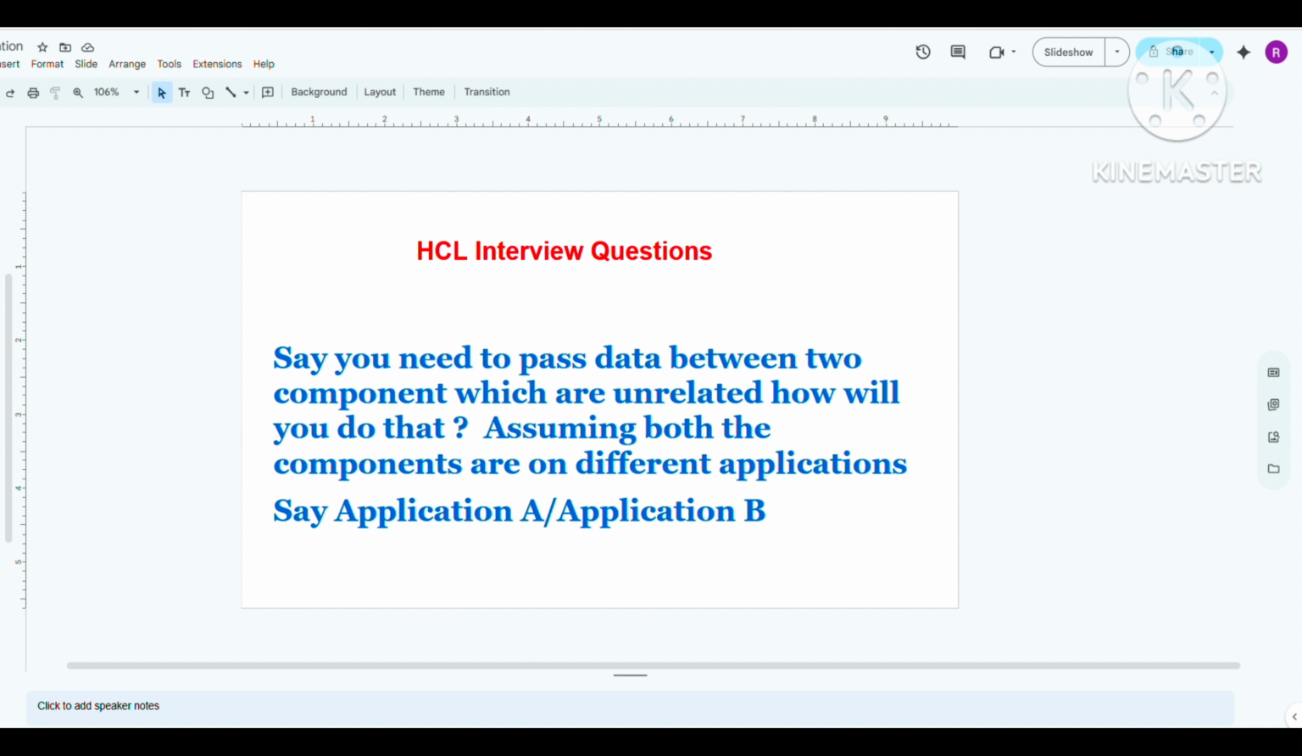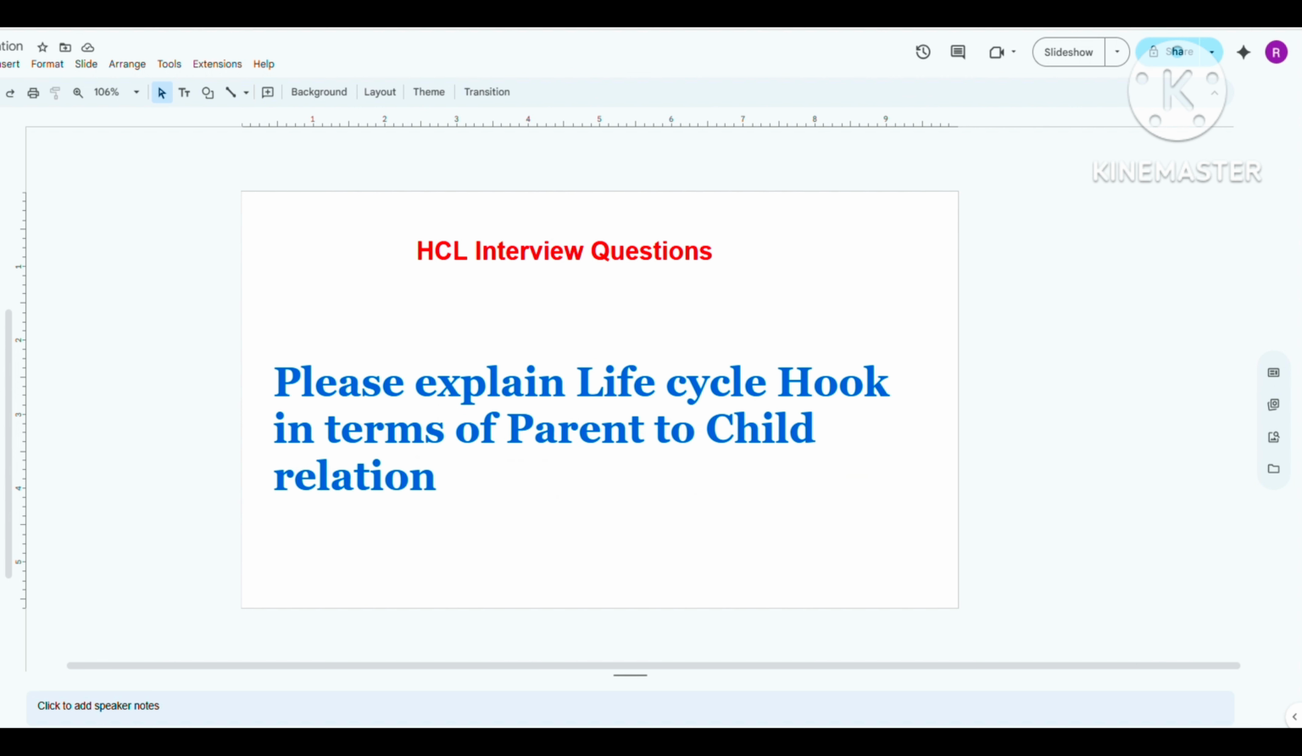Then there was one more question. Say you need to pass data between two components which are unrelated. How will you do that? Of course, if it was on the same application, we would have gone for LMS, Lightning Messaging Service. But here we had a condition, assuming both the components are on different applications, say application A and application B. Then I was asked to please explain the lifecycle hooks in terms of the parent to child relation that we have in LWC. So yeah, this was one of the questions.